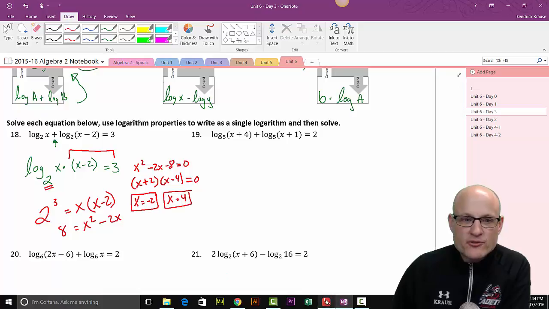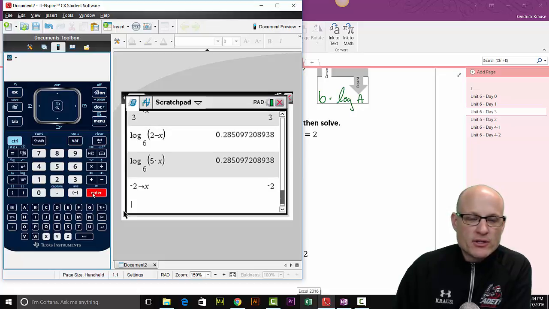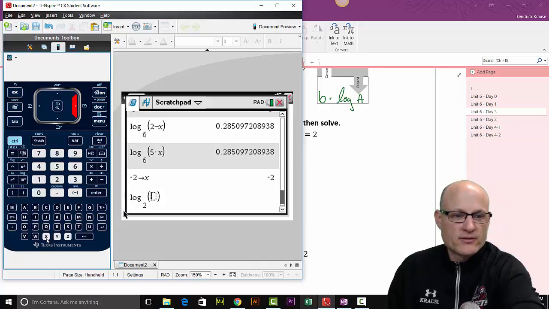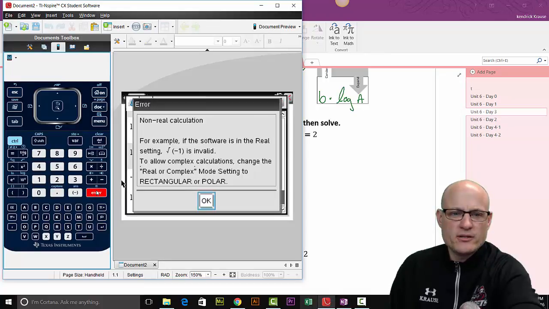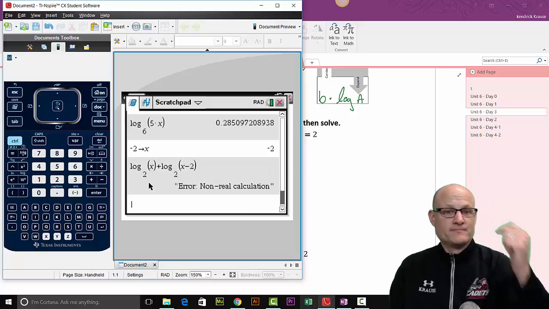So, first things first, we're going to stow negative 2 in x, and then we're going to type in control log base 2 of x plus control log base 2 of, was it x minus 2? And hopefully that equals 3. Whoa, let's back up the crazy train, girlfriend. What are we doing here?